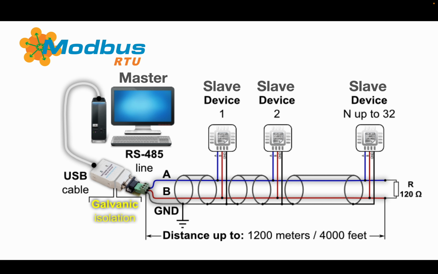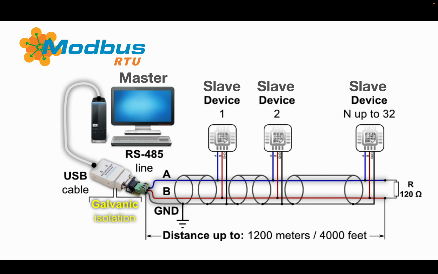Here's typically how it works. In this case we have a master, which is shown here as a computer, and quite often nowadays we are using a USB to serial converter, which we're showing here on the left hand side, and out of that USB to serial converter come these serial signals.